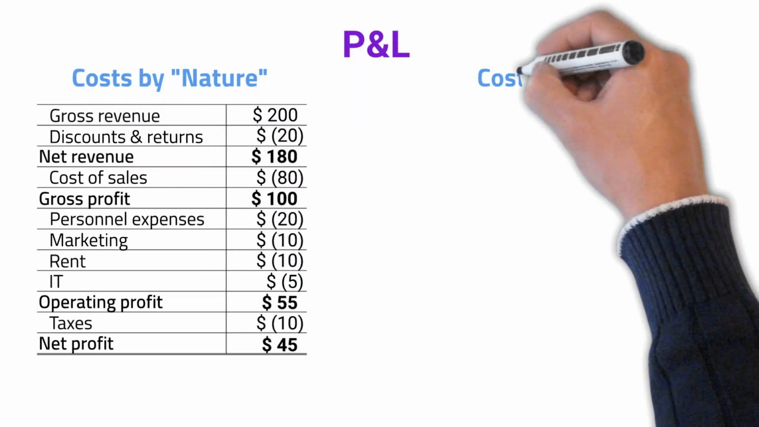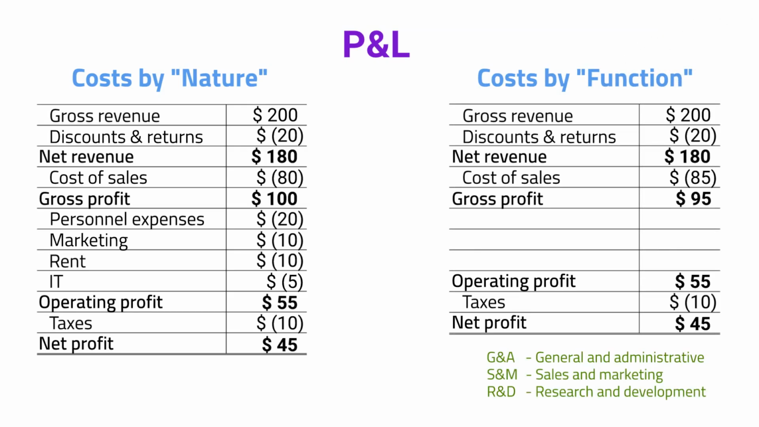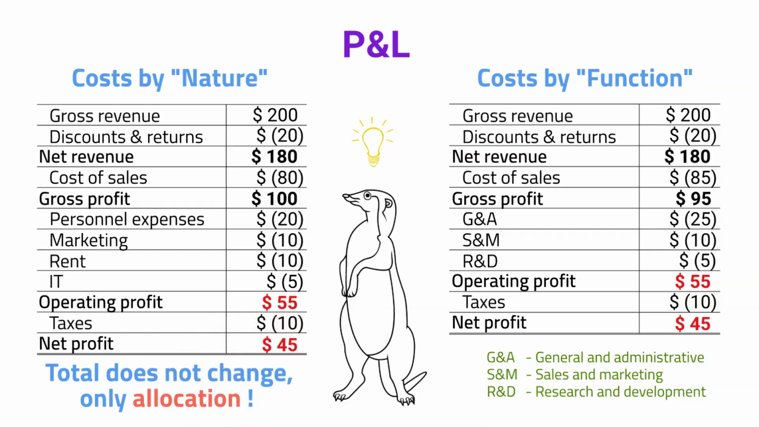Alternatively, you can show your P&L by function, like this. Below gross profit, we record general and administrative expenses, then sales and marketing, then research and development. These functions will then include portions of different costs, for example, salaries. But the profit is not impacted by the way you present costs, it's only a matter of presentation.